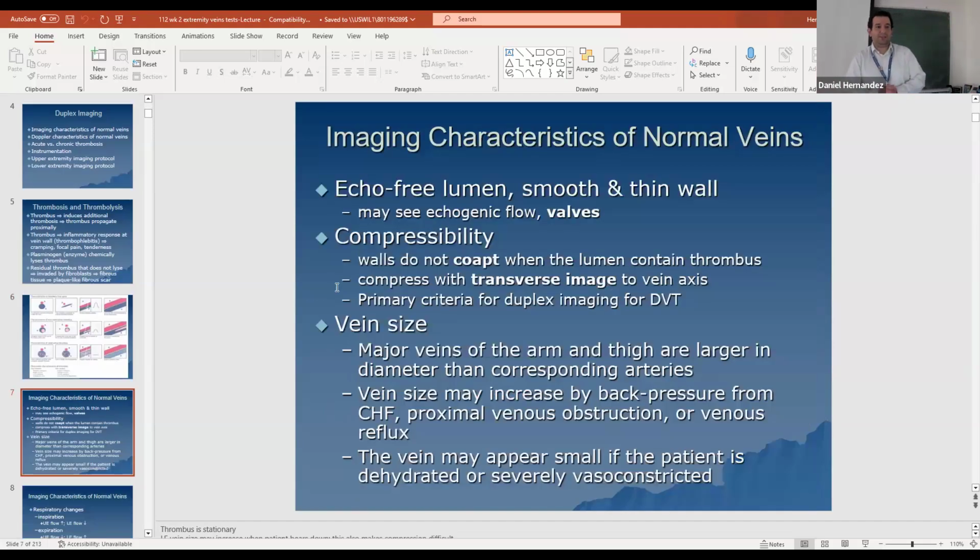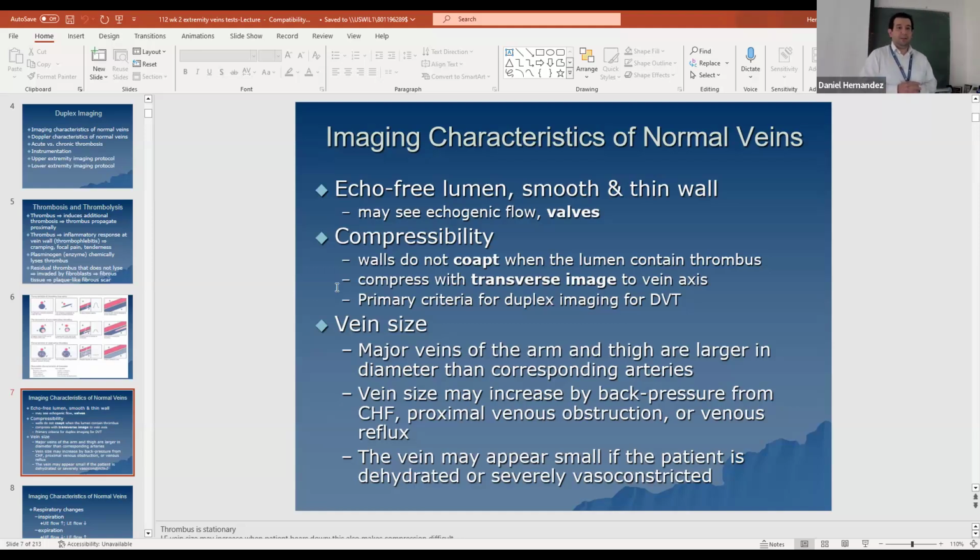The normal veins should be echo-free, so they should be anechoic without echoes. The wall should be thin and smooth. We may see the valves, depending on the patient's body habitus, how deep that vessel is, and how clear of an image we get. We could potentially visualize those valves clearly within the vessels.